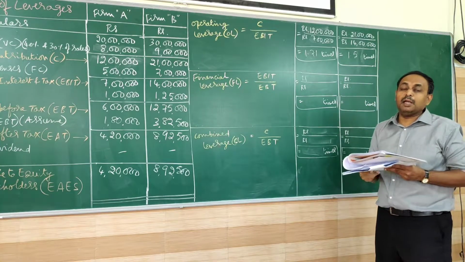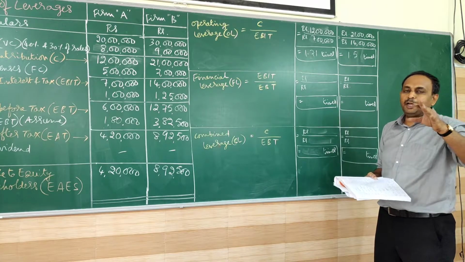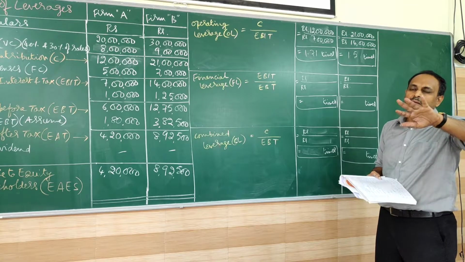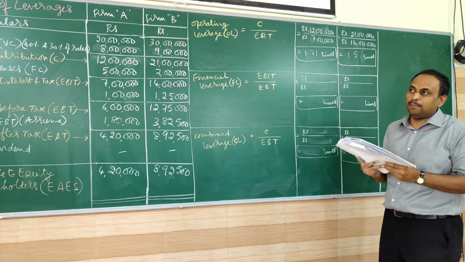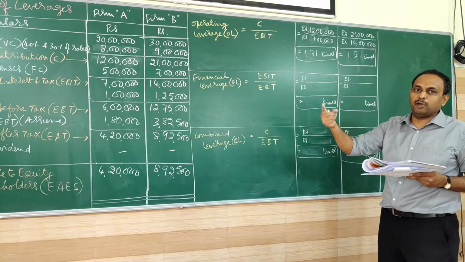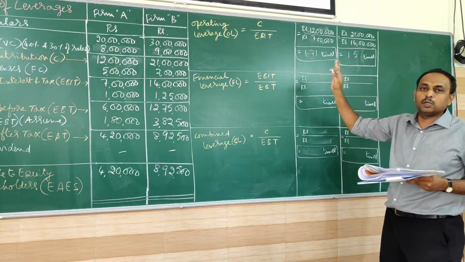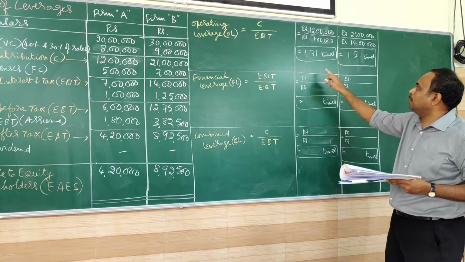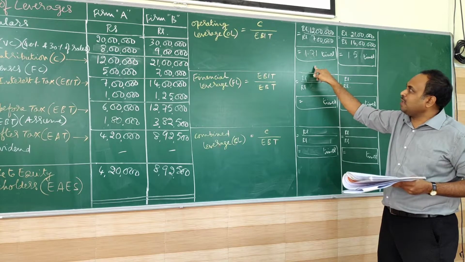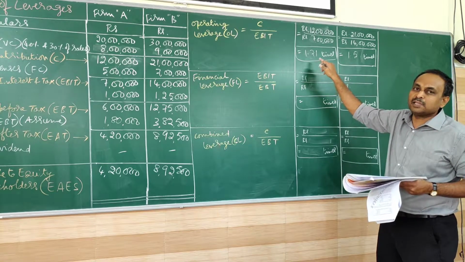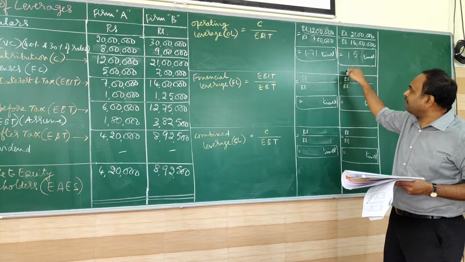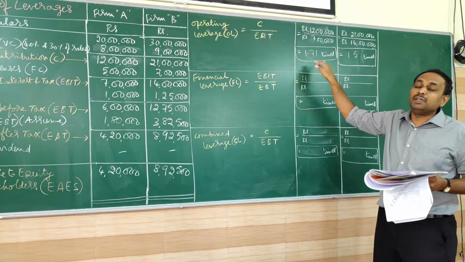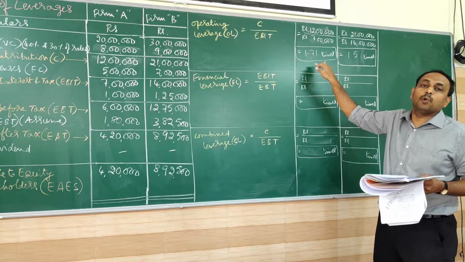Now how to interpret in this situation? Interpretation between A and B. Which company is more risky, which company is less risky? We can do the conclusion the other way also, but we are comparing here two different firms, so how to go about it? So if you see, for A we have 1.71 times. For B we have 1.5 times. So here, which company or which business is under more risk?